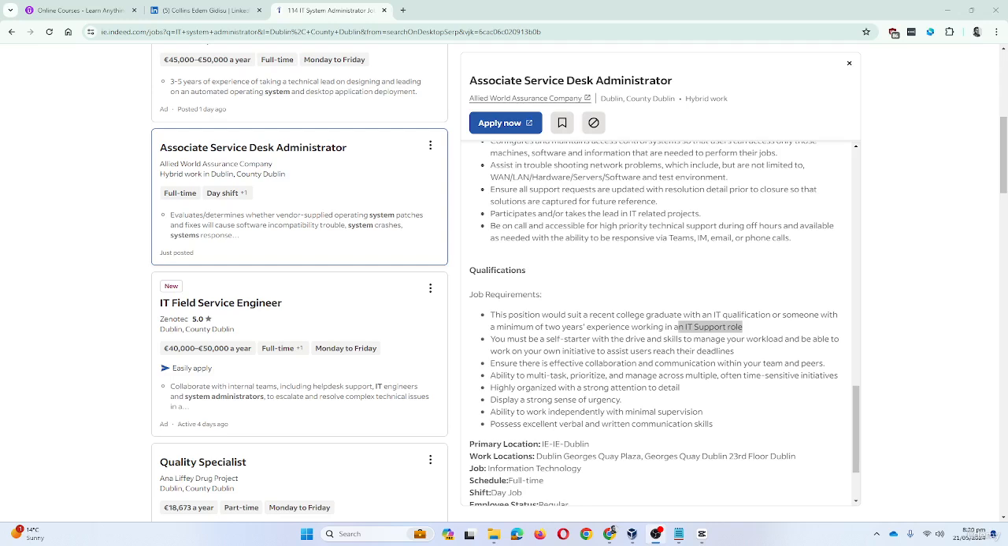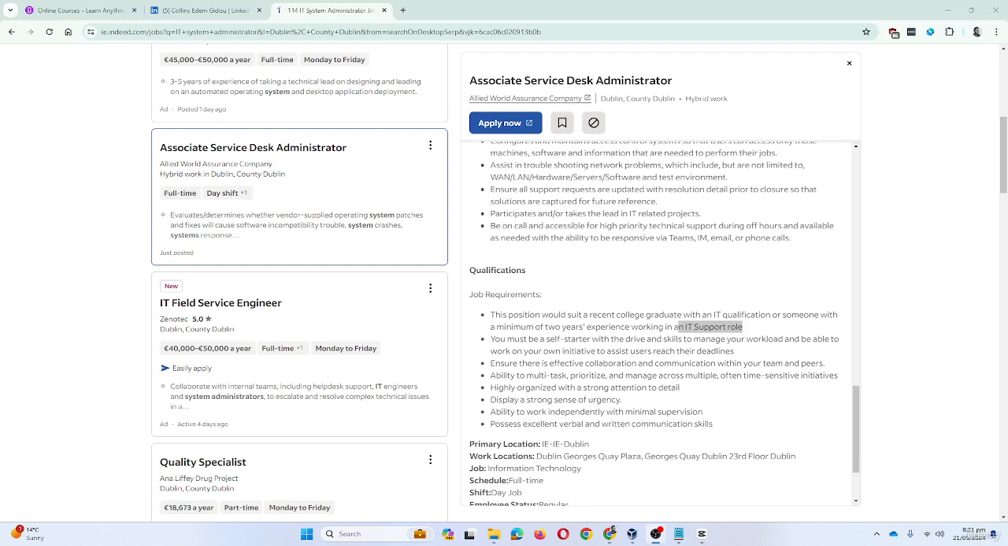So IT system administrator by default is not really a beginner role. It's more like an intermediate role and sometimes advanced. So you should have a good grasp of the basic help desk IT support role, and then build upon that to become a system administrator. If you want to get hired as a system administrator, obviously you would go through the normal process, going through the job search.